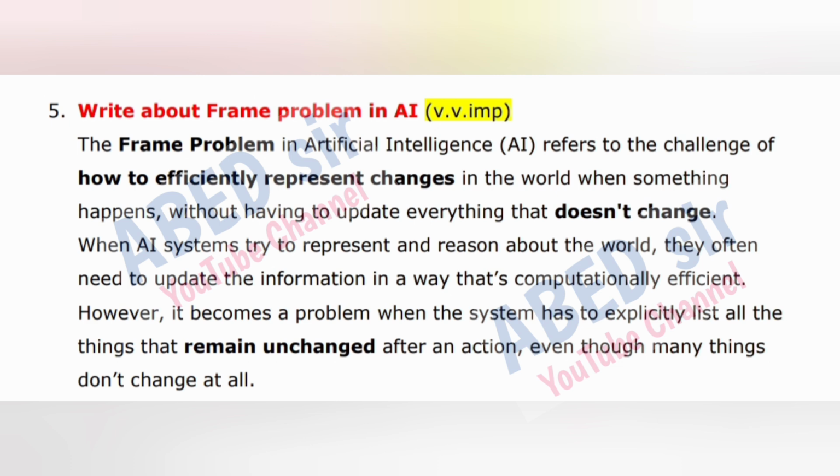When AI systems try to represent and reason about the world, they often need to update the information in a way that's computationally efficient. However, it becomes a problem when the system has to explicitly list all the things that remain unchanged after an action, even though many things don't change at all.